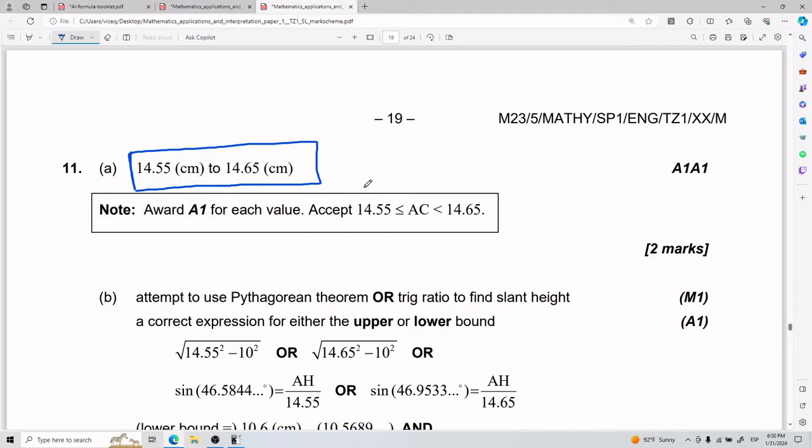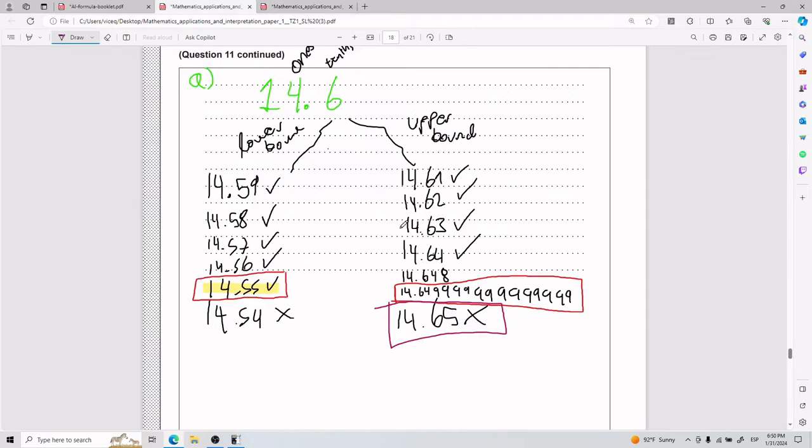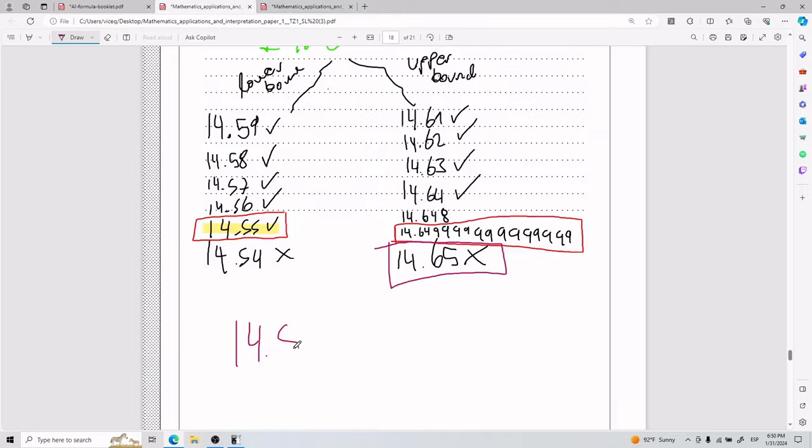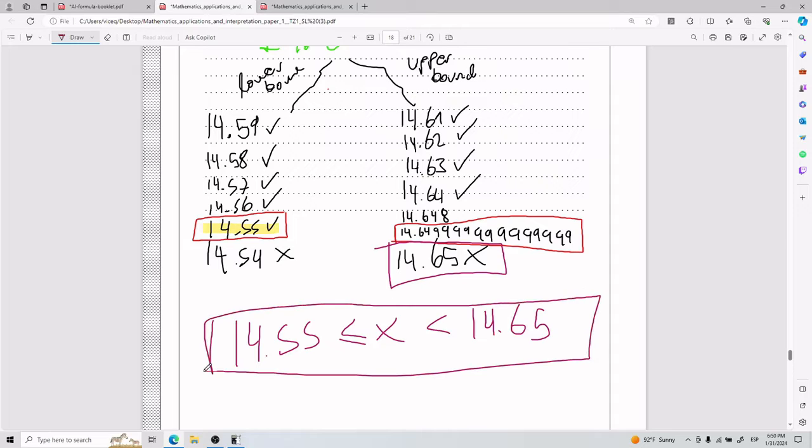Okay? It's pretty shitty, but what I'm trying to express is actually over here, ¿cierto? So here it's like the number right before 65, so you can leave it as 14.64999999. See? And so technically you can leave this as an equality, as the answer key says. You can say, okay, so it's from 14.55 less than or equal to blah blah blah 14.65. See? So that would be a way to express what I just put.